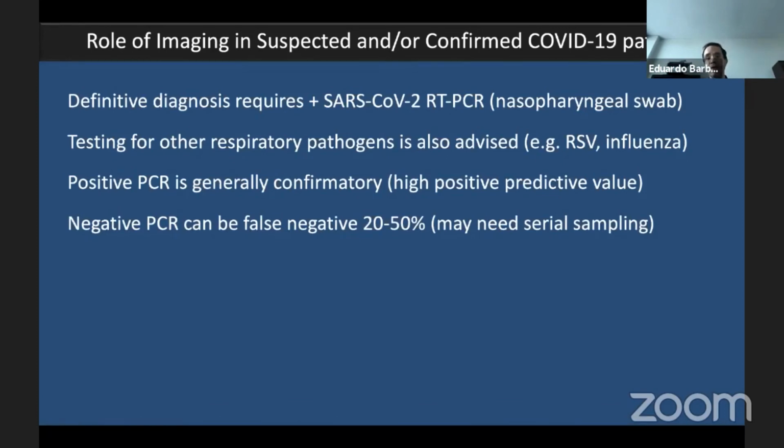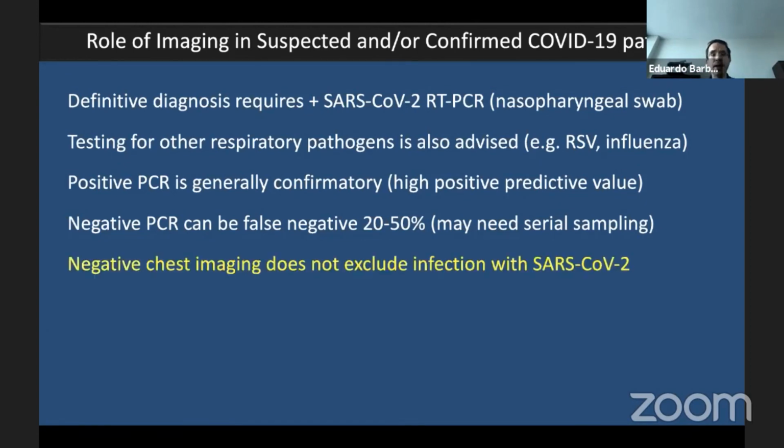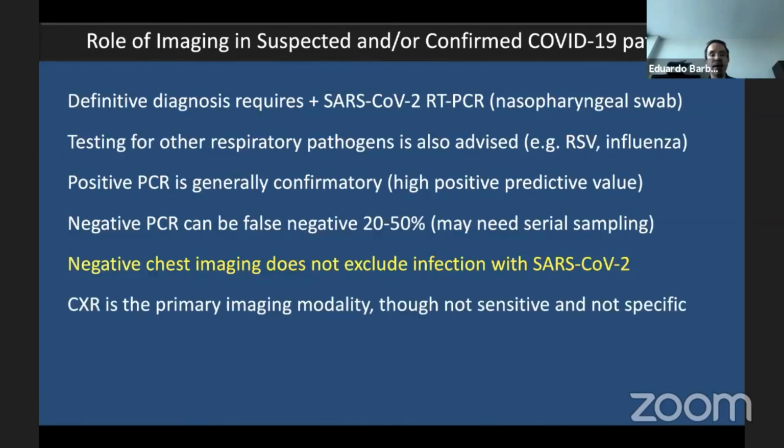That also depends on the technique in which the sample is acquired, depends on the type of system that you use to identify the virus. So that may require us to do serial sampling in many situations. And we do that quite often in our hospital. That's something we have to emphasize. A negative chest imaging exam does not exclude infection with SARS-CoV-2, right?